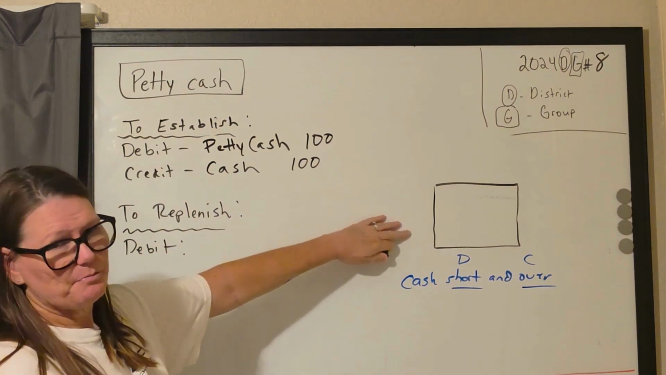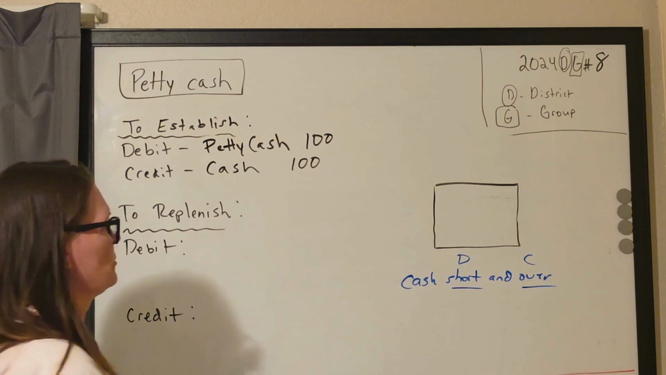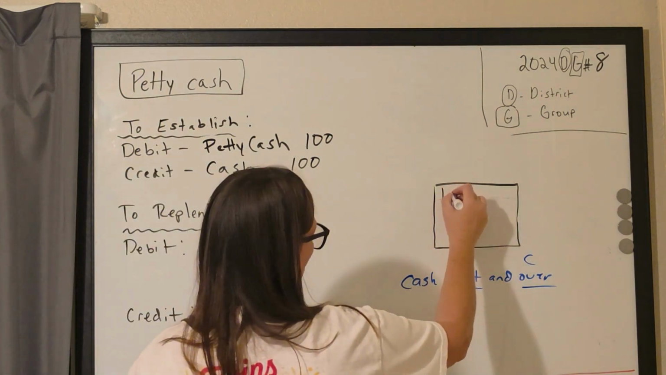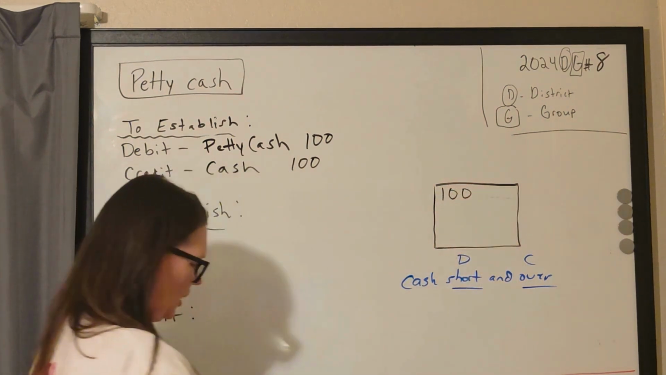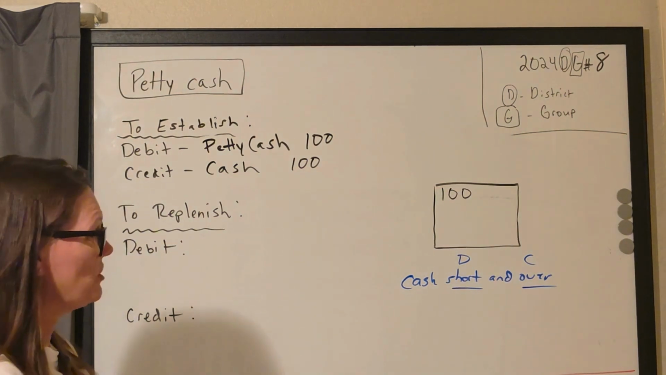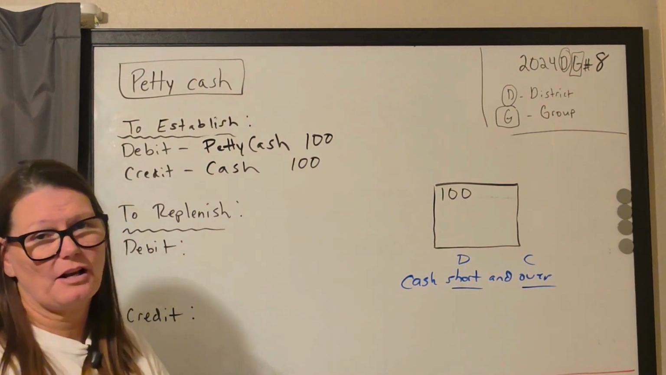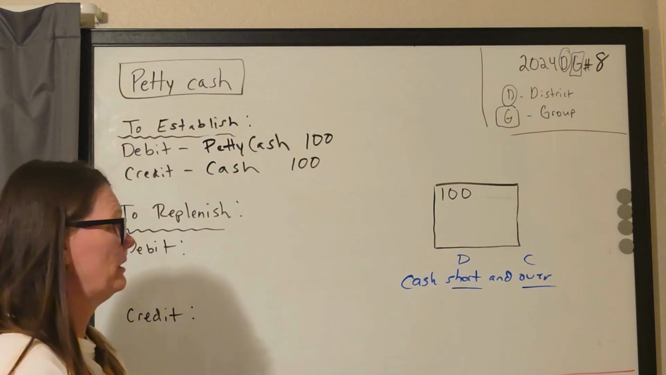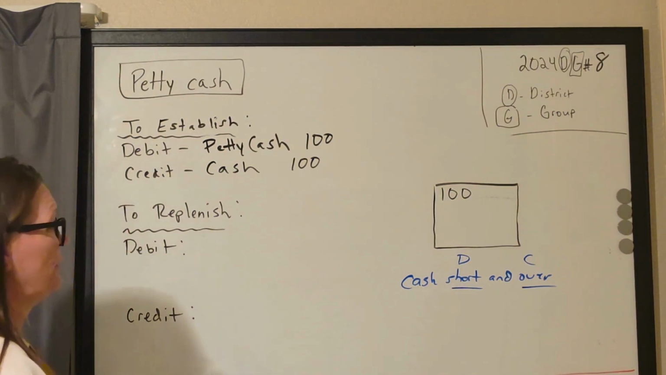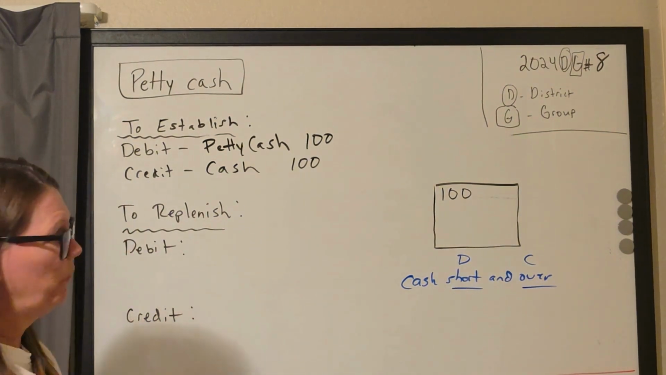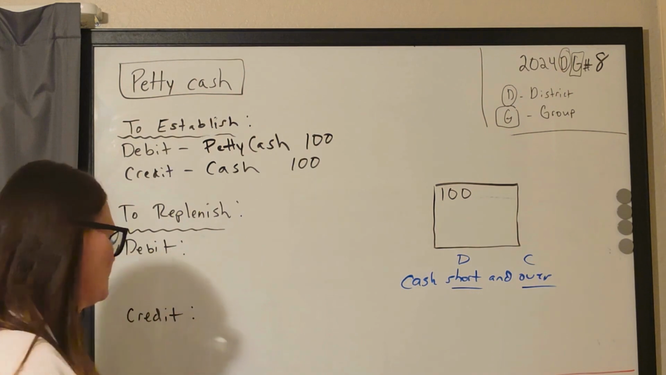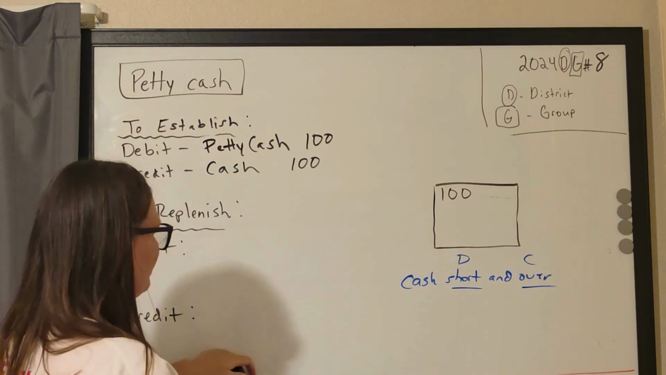Now, this is my petty cash box. I'm using it as an illustration to visualize. So let's just say we just stuck $100 worth of cash into this small little box that we keep on hand. It's the actual cash. Now, during the month, we're going to spend some money, so we want to keep track of what we spent.